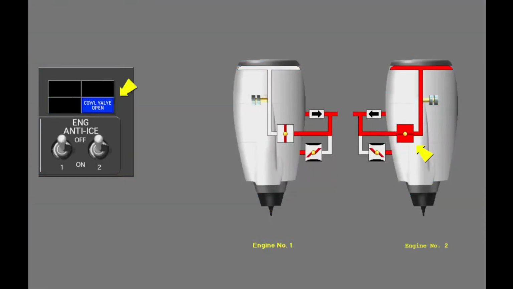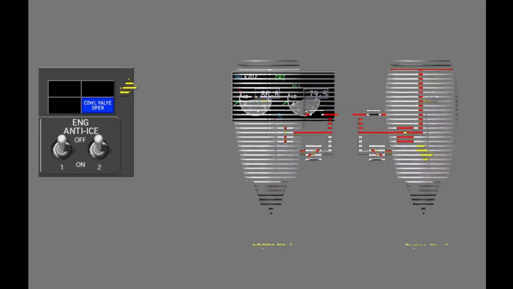If the cowl valve open light remains illuminated bright when the engine anti-ice is turned off, the valve has remained in the open position. If the total air temperature is above 10 degrees Celsius, limit the N1 thrust on the affected engine to 80% if possible.